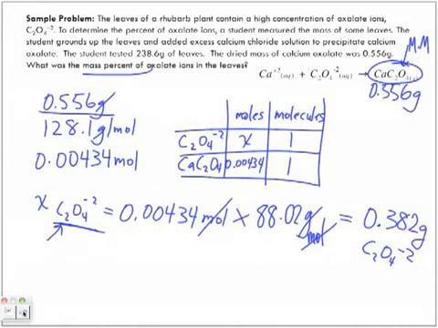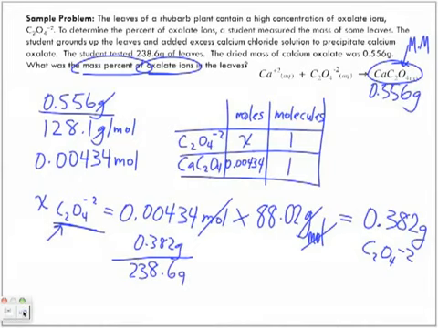Now, the question asks, what is the mass percent of the oxalate ions in the leaves? So, what was the mass that we've collected of the oxalate? 0.382 grams we've collected. What was the mass of the leaves? 238.6 grams. Exactly, that's our entire sample, right? So we're taking what we've collected of the ion that we need, and we divide it by the entire mass of the sample. We take those two numbers and multiply by 100 to get a percent.